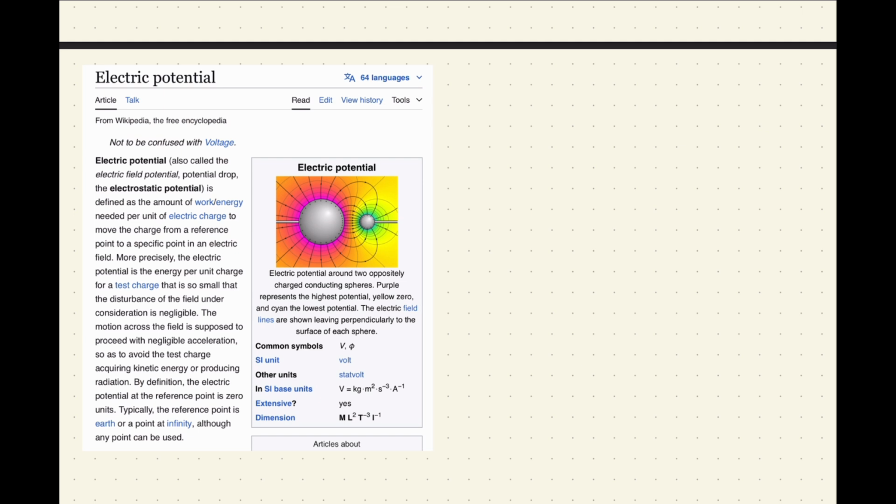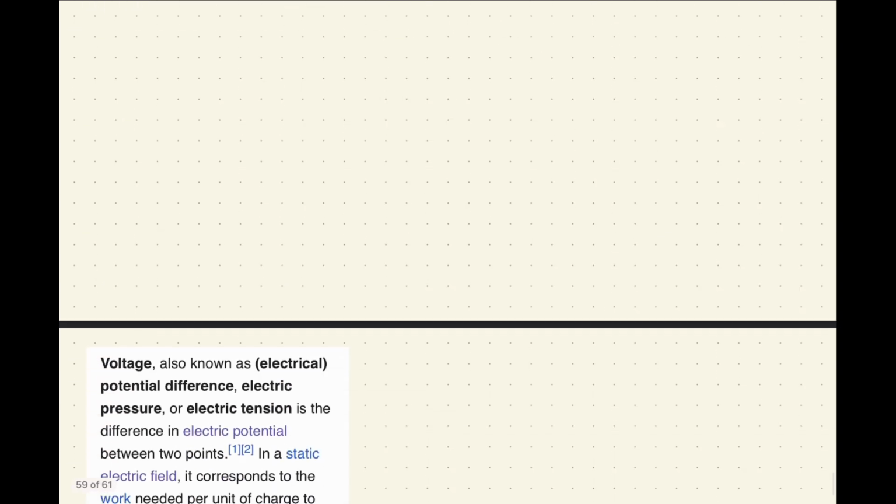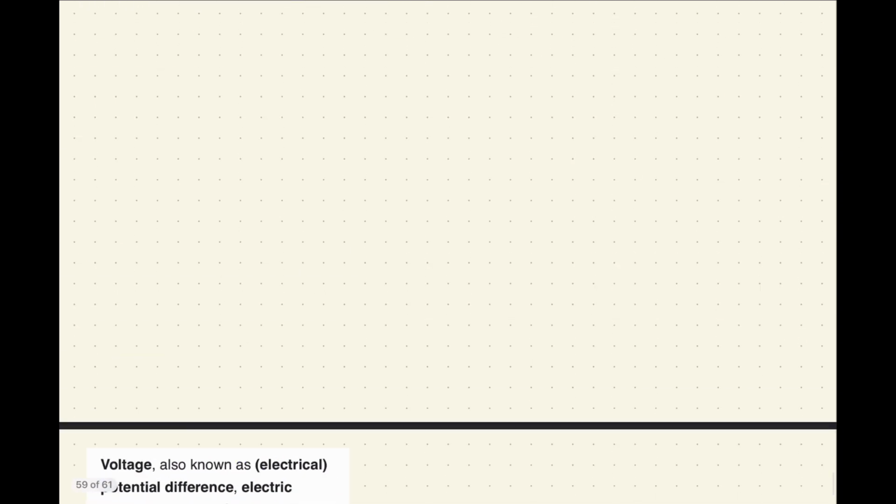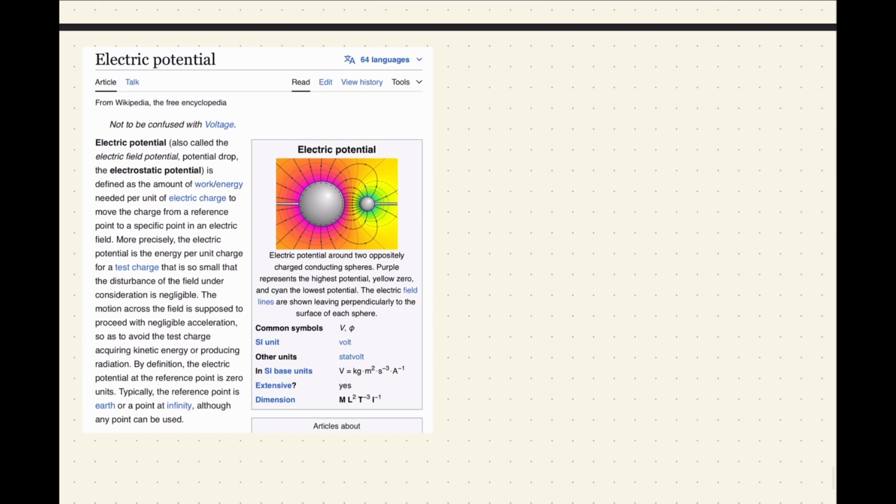But we're going to start off here with electric potential searched up on Wikipedia. So here I have a screenshot. I'm just going to read it out from top to bottom. So electric potential, not to be confused with voltage. And down here we have a Wikipedia search on voltage, so we'll get to that in a second.